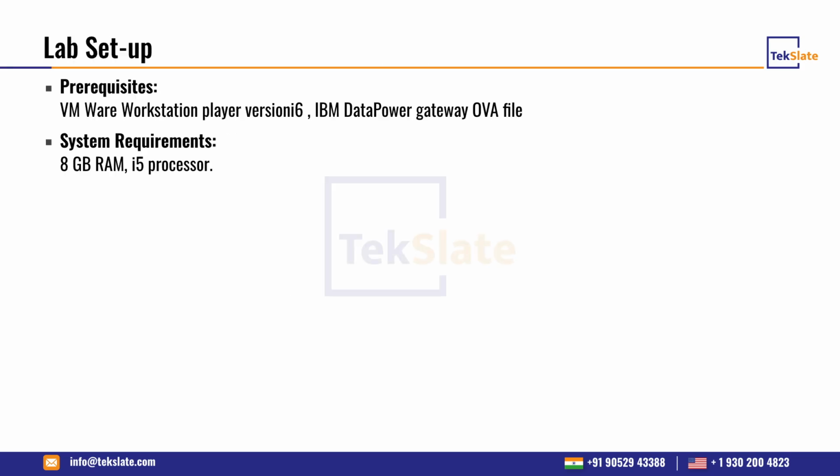In terms of the training lab setup, as part of the training we go with a virtual appliance. It may be on Docker or it may be a virtual appliance. As part of our training, we're going to use VMware Workstation Player 16. On top of this VMware Player, we're going to import our DataPower OVA file, so the OVA file is required. To make sure the system is available, the system requirement is 8 GB of RAM and an i5 processor, which is mandatory, because the VMware Player will consume around 4 GB of your RAM, so at least 6 GB of RAM is the minimum.